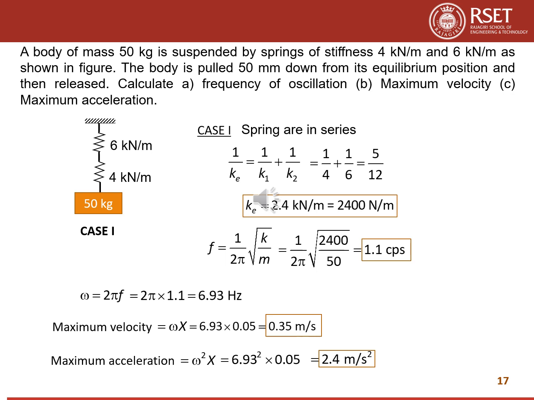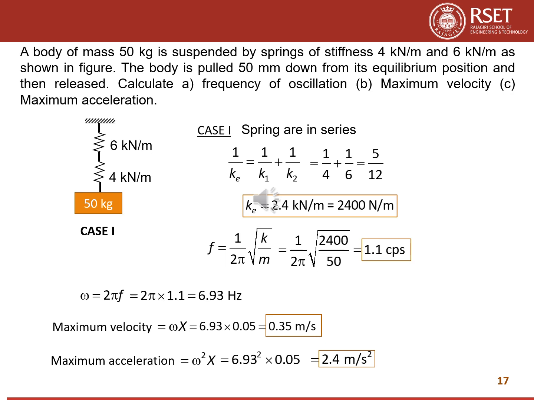So we have two cases. The figure for the first case is given here. From what we have seen earlier, the springs are in series. That is, we have two springs, 6 kN per meter and 4 kN per meter, connected in series, and the mass is 50 kg. For springs connected in series, the equivalent stiffness is given by the equation 1 by Ke is equal to 1 by K1 plus 1 by K2. From there we can find Ke is equal to 2.4 kN per meter or 2400 Newton per meter.